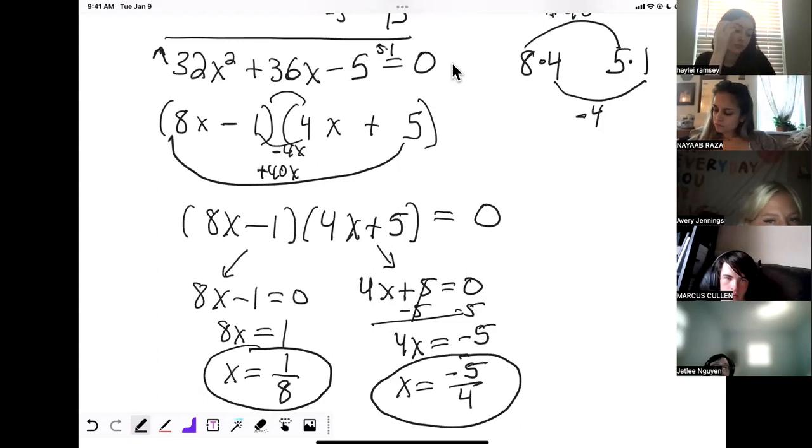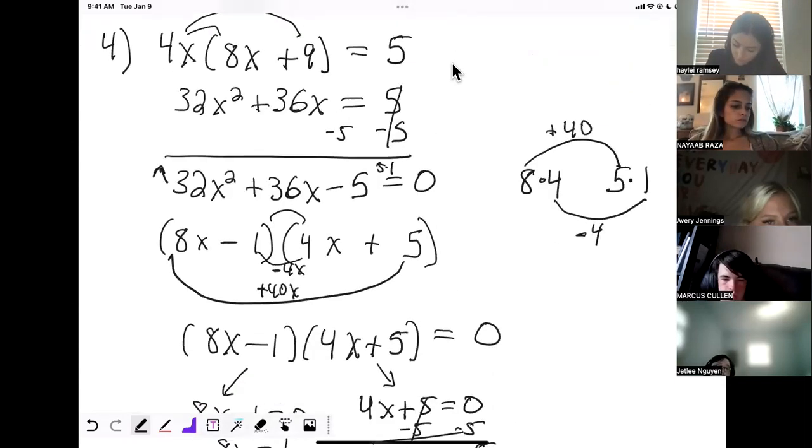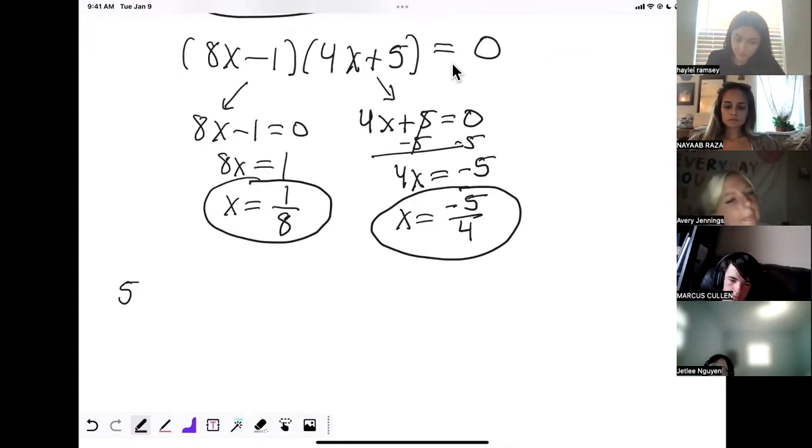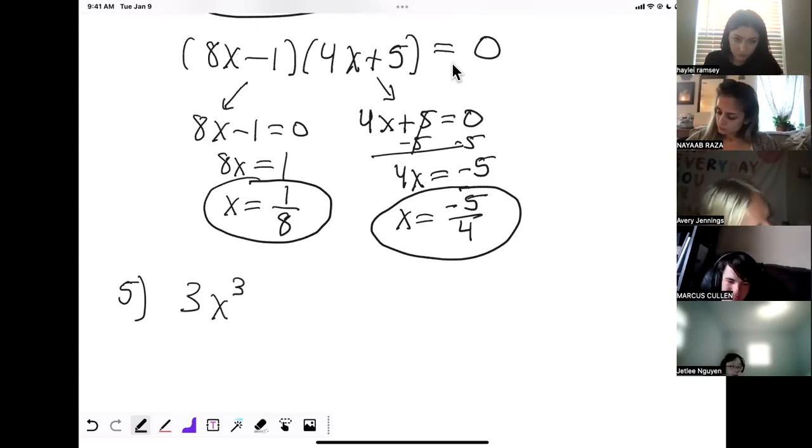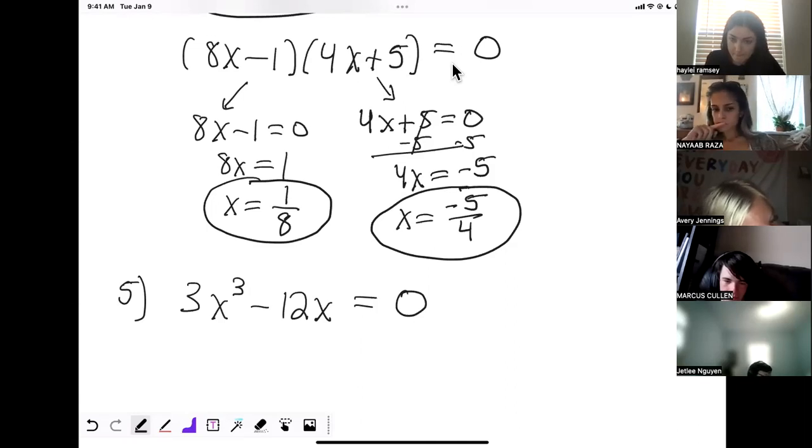I'm going to do one more and then we'll take like a 5-minute break and come back. Number 5. Again, solving 3x to the third minus 12x is equal to 0. So this one's different, isn't it? So we can factor things out, can't we? Yes, we can. And it's only 2 terms.